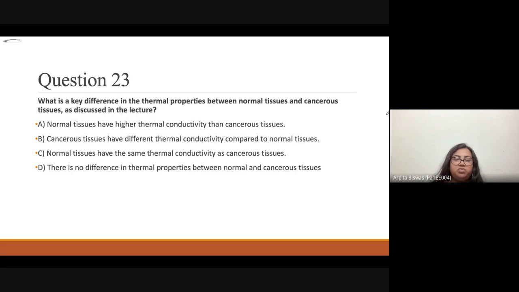Okay. So next we are moved toward the question number 23. What is a key difference in the thermal properties between the normal tissue and cancerous tissue, as discussed in the lecture? So first option is normal tissue have higher thermal conductivity than the cancerous tissue. The second option is cancerous tissue have different thermal conductivity compared to the normal tissue. Third option is normal tissue have the same thermal conductivity as the cancerous tissue. And the fourth option is there is no difference in the thermal properties between the normal and cancerous tissue. So go through the question carefully and then try to find out the right answer.